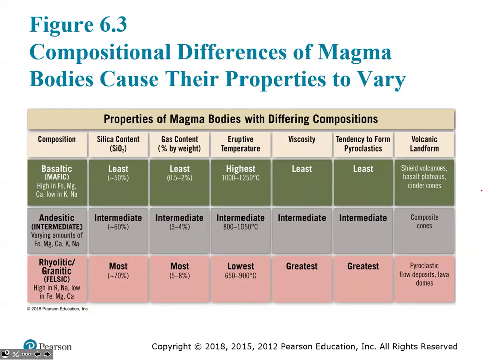And then rhyolitic or granitic or felsic magma has the most silica content, the most gas content. It's at the lowest temperature. It has the greatest viscosity, the greatest tendency to form pyroclastics. It's associated with pyroclastic flow deposits and lava domes.